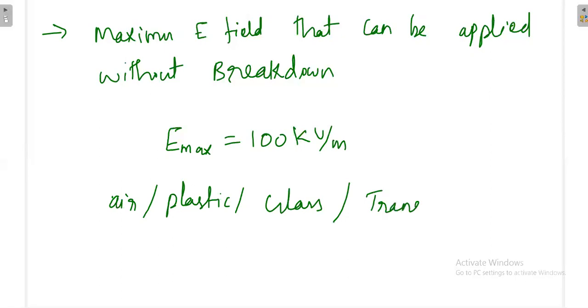Okay, in the transformer we are using some oil. I think you would have seen transformer oil. It is having some dielectric strength. What is the transformer oil dielectric strength? You just try to find out the dielectric strength of various materials, which may be solid or liquid also. So transformer oil, something like that.